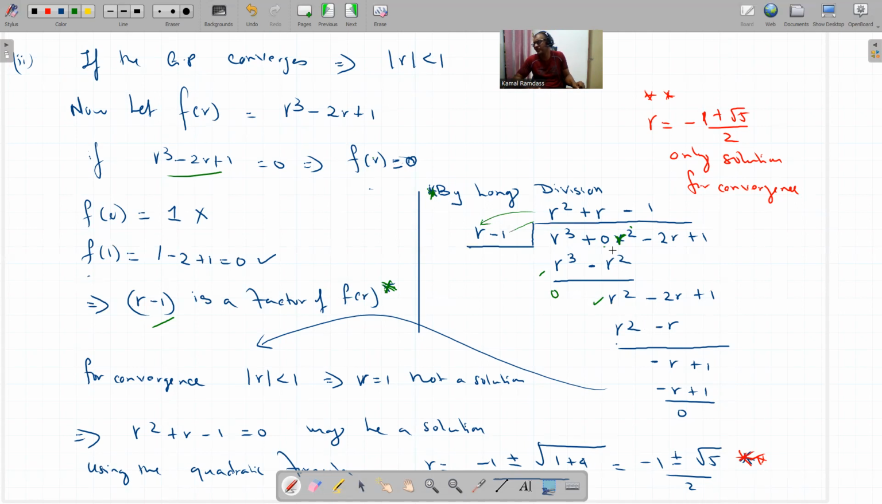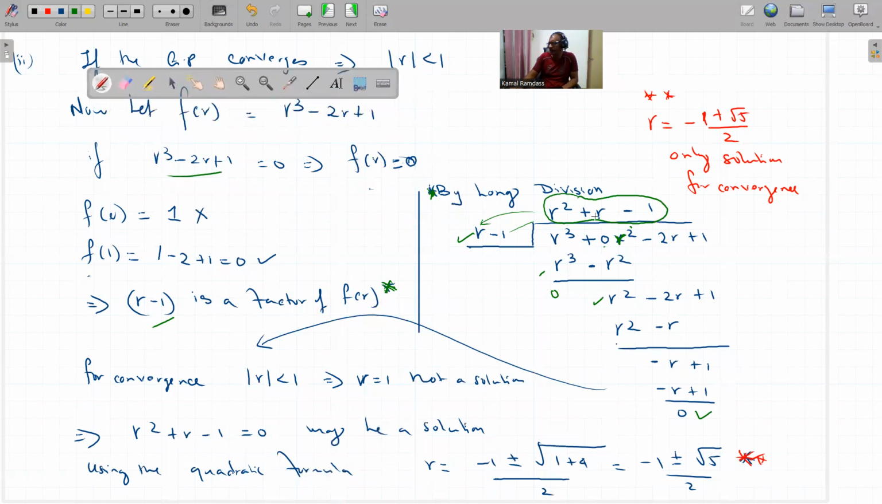et pour mon gain r square, mon plus r ici, mon gain r square minus r, et plus 1, ça veut dire mon retire ça, il vient minus r plus 1, et mon mettre minus 1 vient minus r plus 1, remainder 0, ça veut dire ça déjà, il y a un facteur, mon confirmé, et ça c'est the result of the long division. OK. Mon fini gain ça?